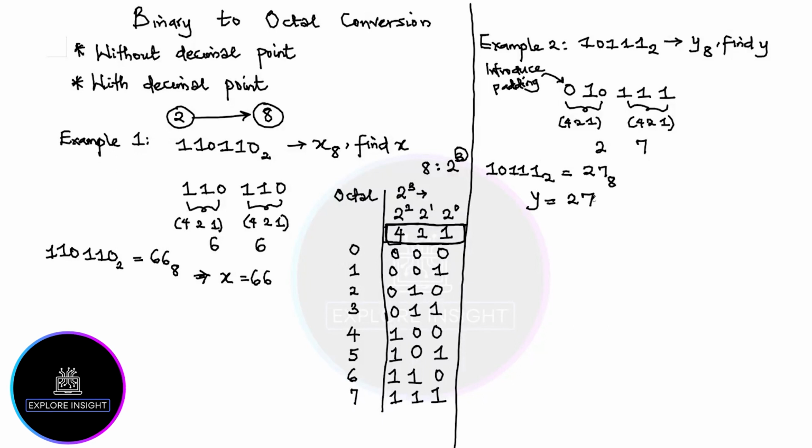You know, I always want to solve for both with decimal points and without decimal points. So let's go to the second one, which is with decimal points. So I will take that as example 3. Now in example 3, given that we have 1010.11 in base 2, let's find the value of a in base 8. So let's find a.